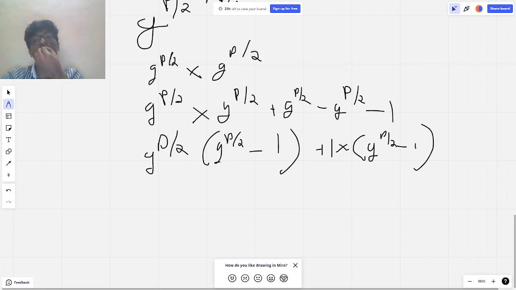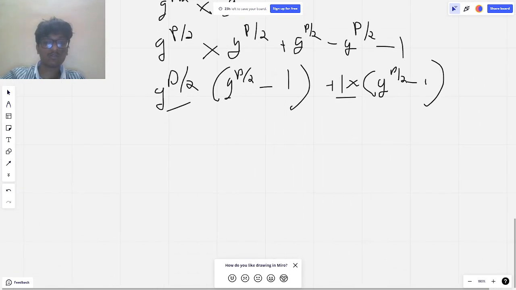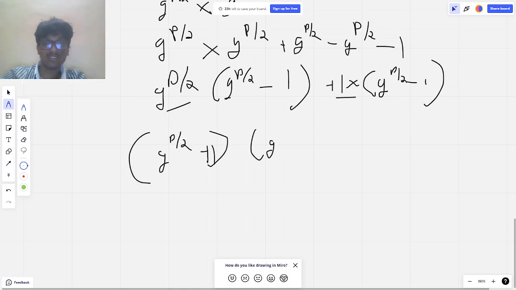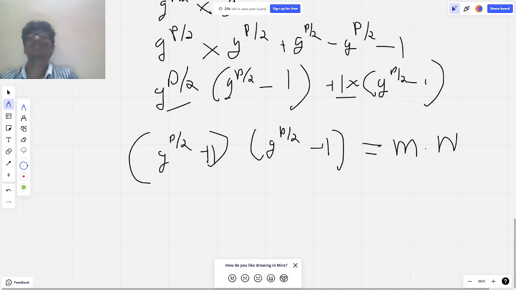So g power p by 2 minus 1 plus 1 into g power p by 2. So these are also factors. So essentially, finally we will get two factors such that g power p by 2 plus 1 into g power p by 2 minus 1 is a multiple of n. This is the final equation.